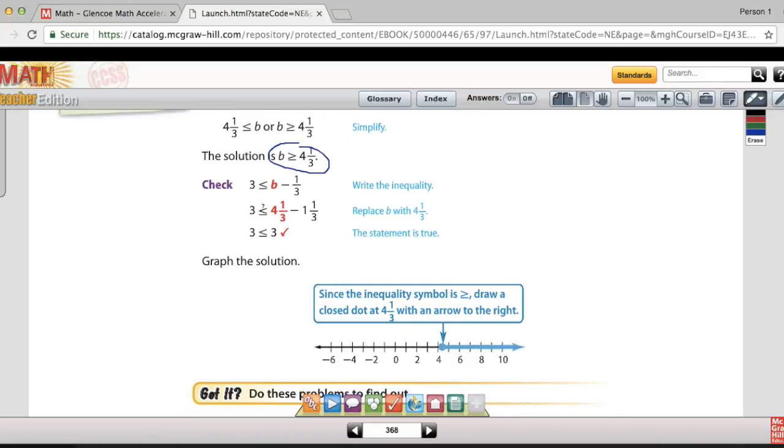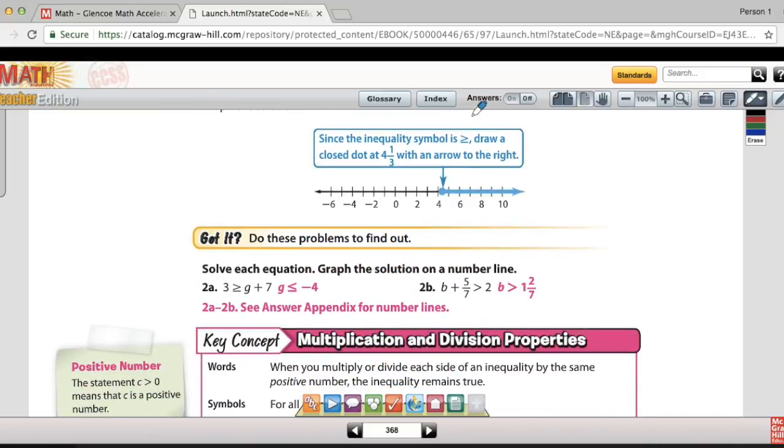Let's do a couple example problems together. Let me turn the answers off here. And g plus 7 is on the right-hand side. So this is where it gets a little bit confusing for some students.